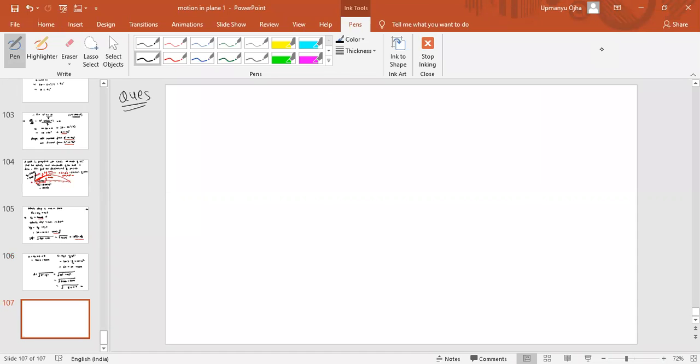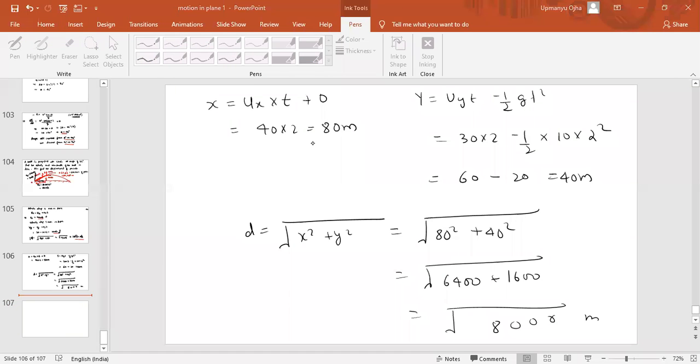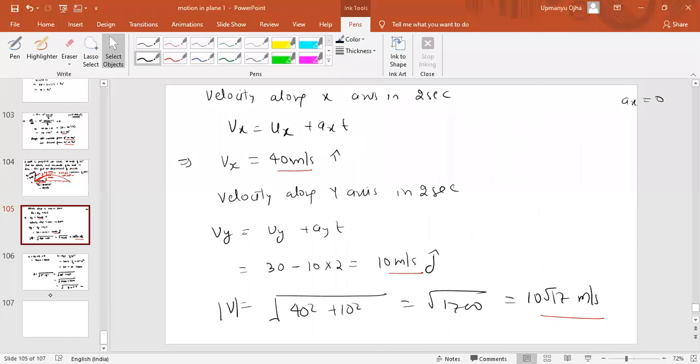It depends upon what option they have given to us. If they have given the option in vector form, then you have to write the displacement in vector form. If they are giving you the option in magnitude, then you have to write in magnitude. Both are correct. It is not like anyone is wrong. Okay, fine. Mod of v, mod means magnitude of the v.